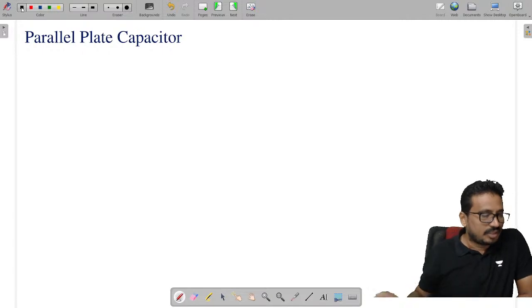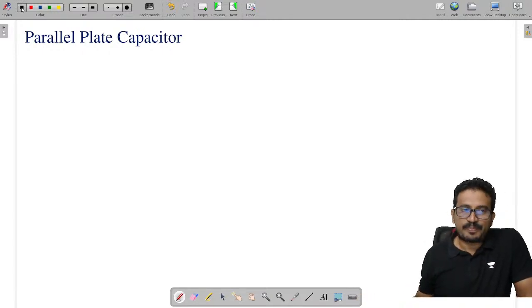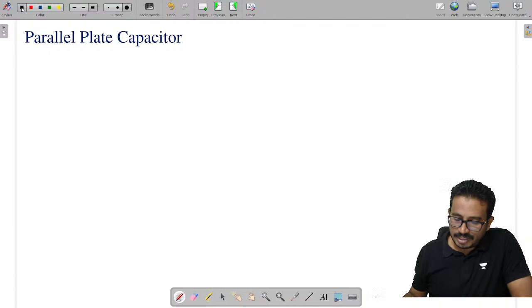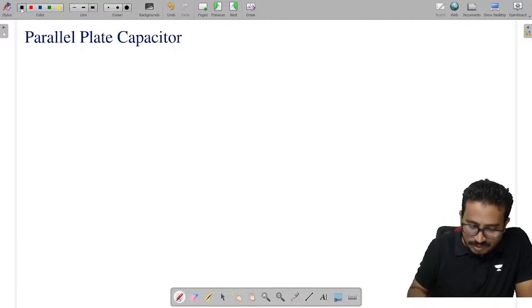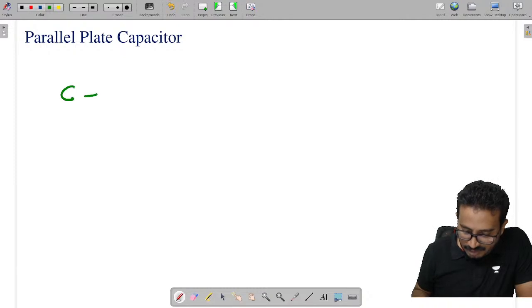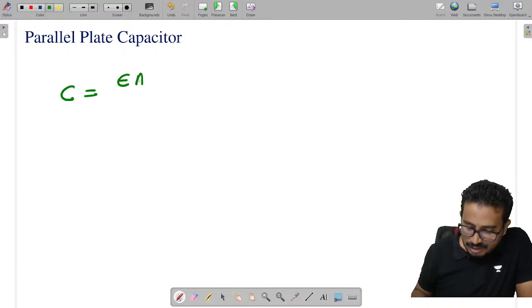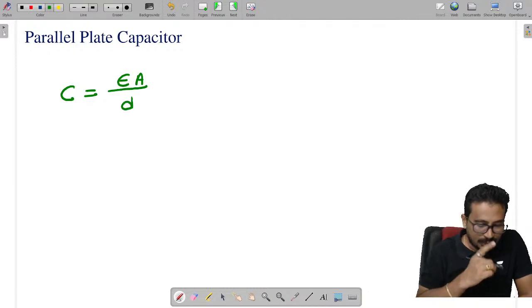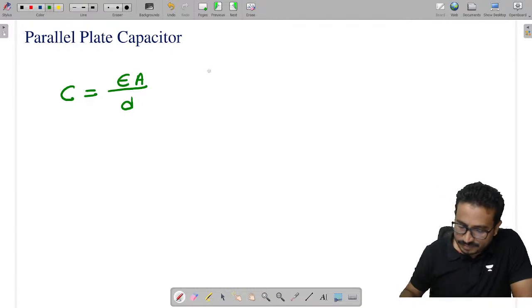Right. Now let us talk about the capacitance of a parallel plate capacitor. Now you tell me, what is the capacitance of a parallel plate capacitor? We saw it just now, it is given as epsilon A by D. All of you say it: epsilon A by D.